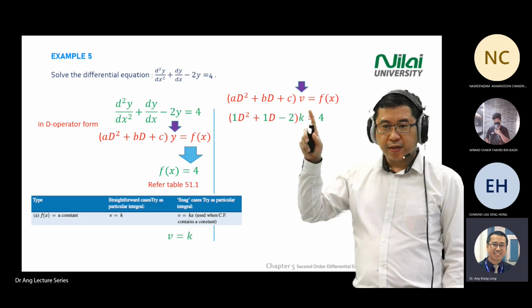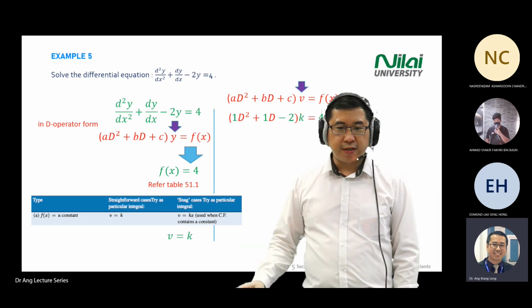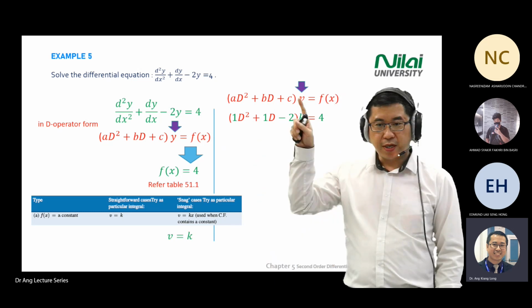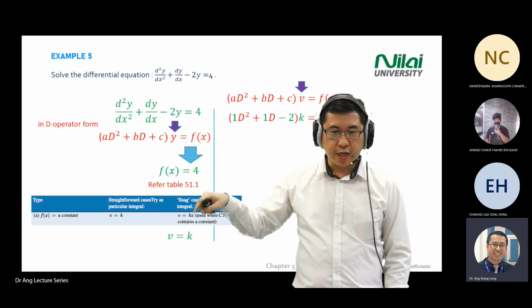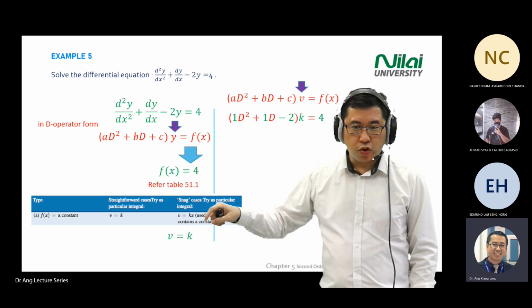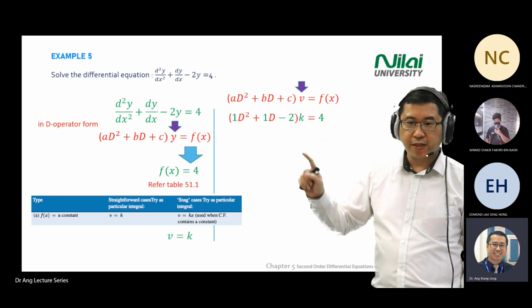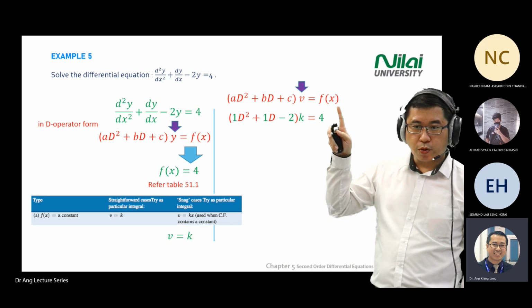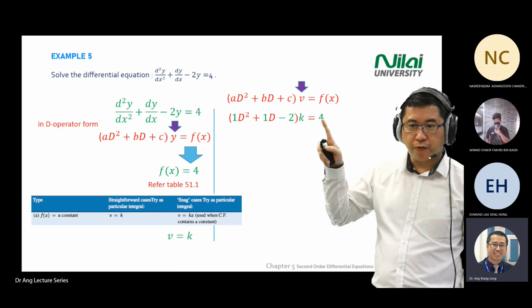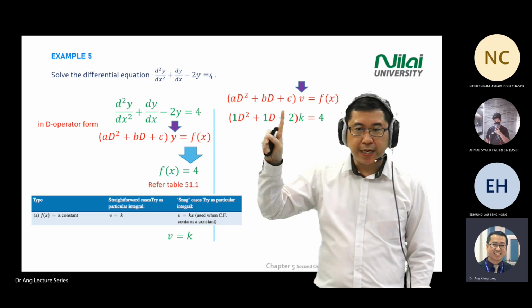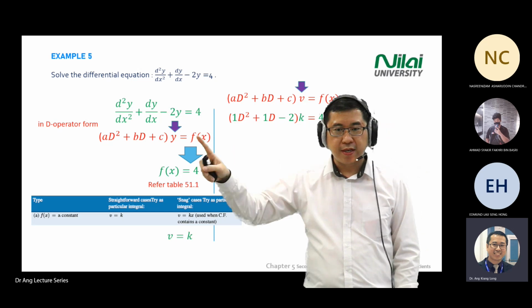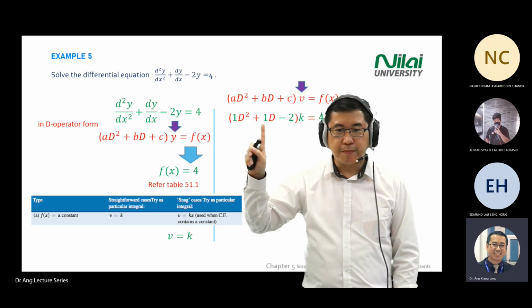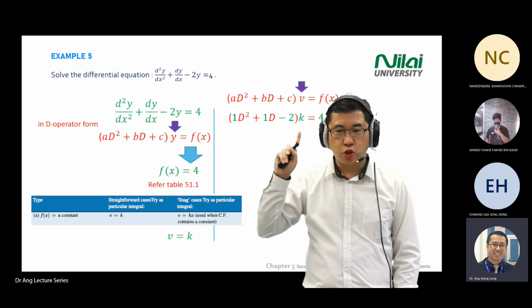Then, what is v in this table? V equal to k. Substitute your k inside v. So this equation becomes k. You know what is your f(x)? f(x) is 4. You know what is your a, b, c? Substitute inside here. Your a is 1, b is 1, c is minus 2.